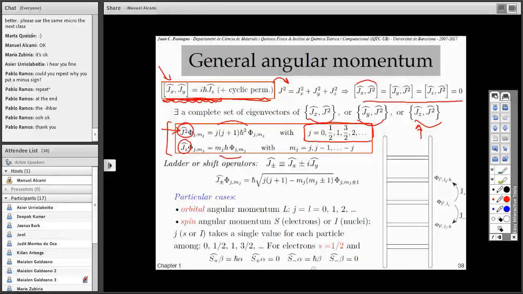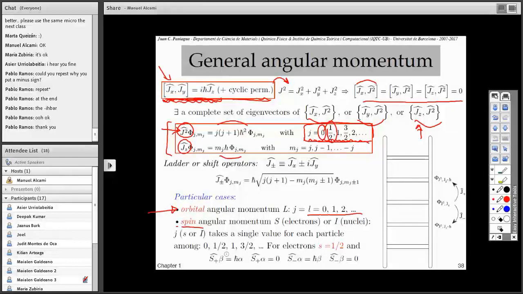But probably you already know that in the particular case of the orbital angular momentum, if you use the explicit expression of the orbital angular momentum in terms of position coordinates and momenta, then you obtain that only integer values are allowed for quantum number L. And in the case of a spin, the quantum number can be any one of these series, but only one, because a spin is an intrinsic property of the particles. So depending on the particle, it could be integer or half odd, but we have only one value.